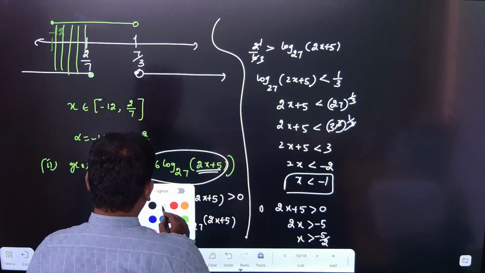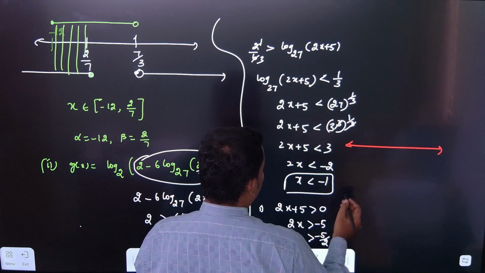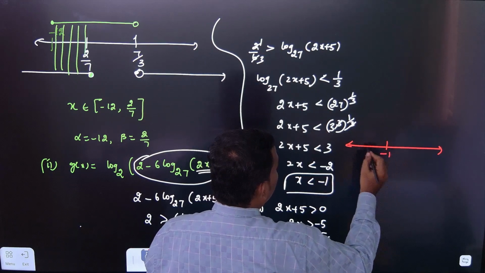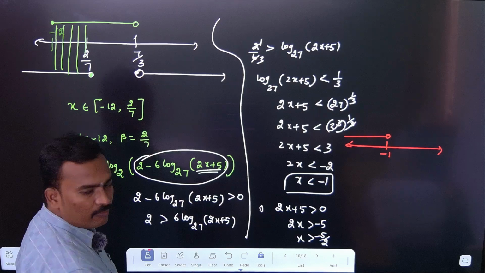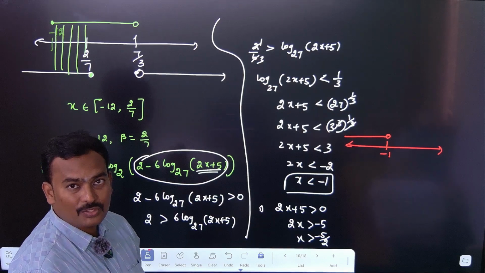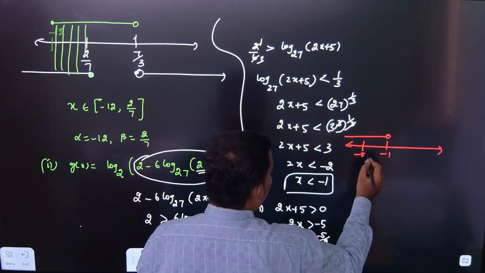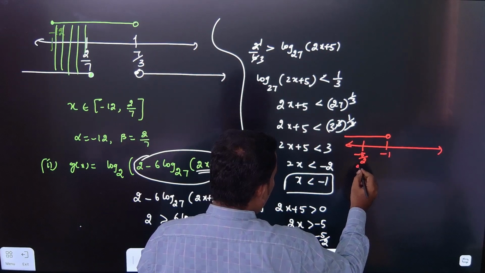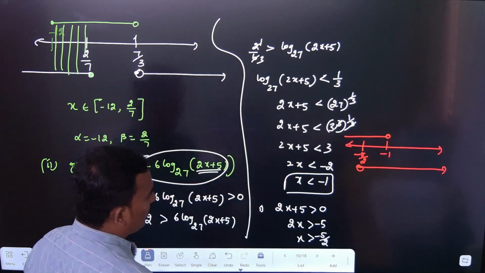You can see the first observation is x less than minus 1. And minus 5 by 2 means minus 2.5, x should be more than that. Okay, so which is common here?